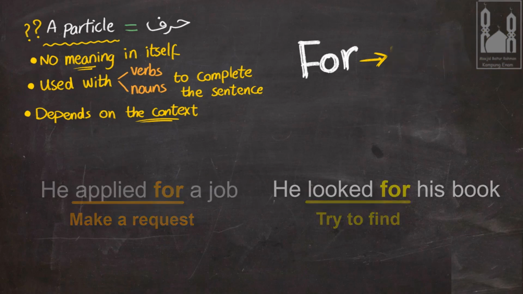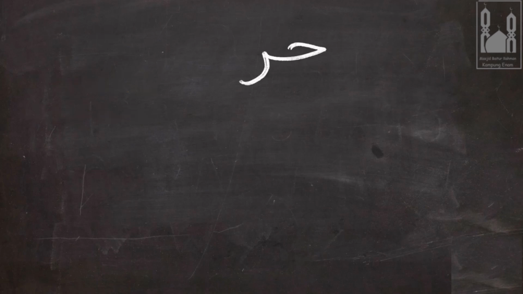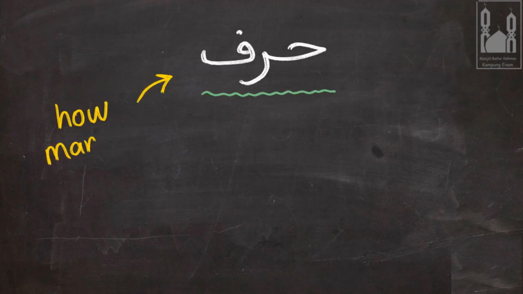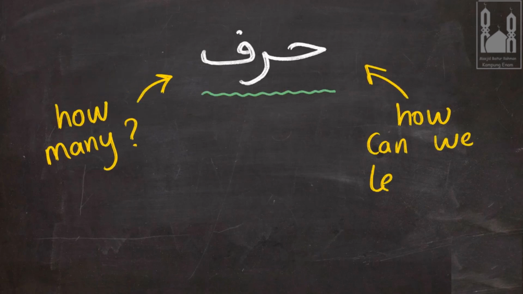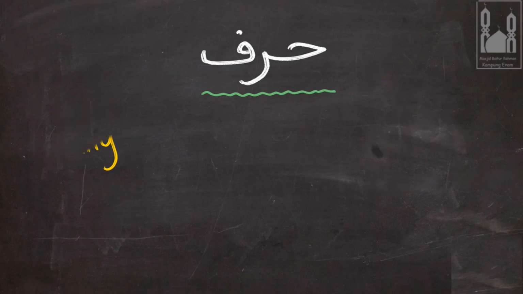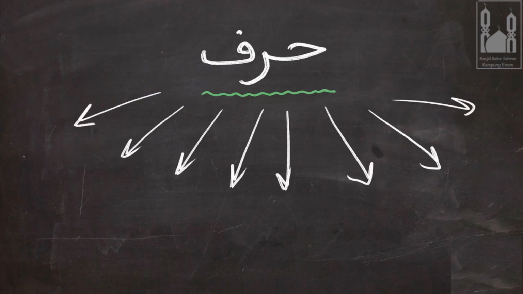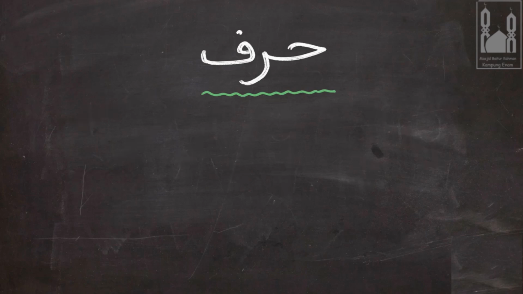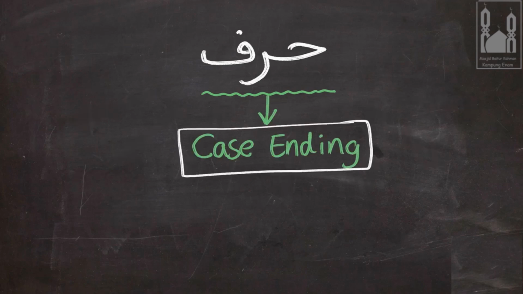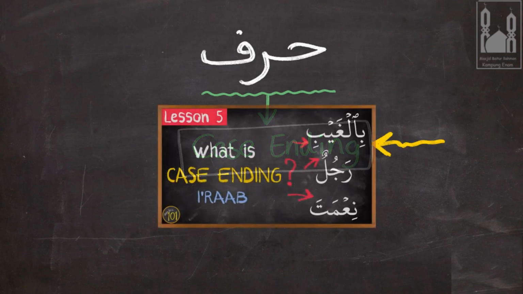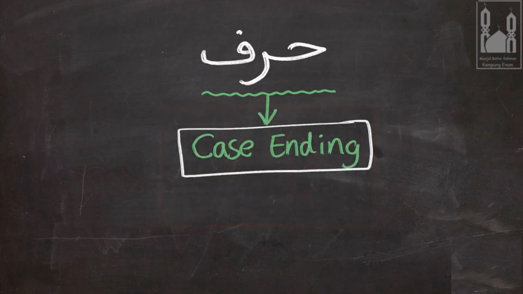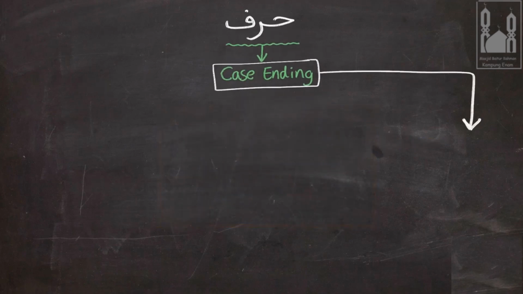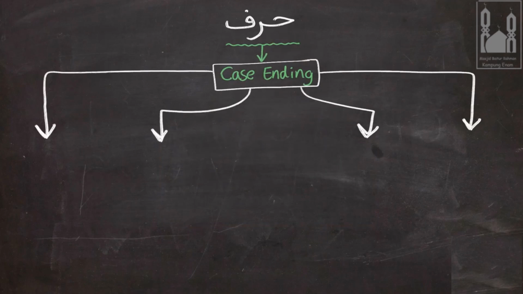So now we know what a particle or harf is. How many particles or huruf are there in Arabic, and what's the best way to learn them? Well, in Arabic, there are dozens of particles, but to make it easier, they can be categorized according to the case ending they inflict on the words coming after them. To understand more about case ending and what it means, please check out this lesson. So this means that we have 4 categories of particles in Arabic.